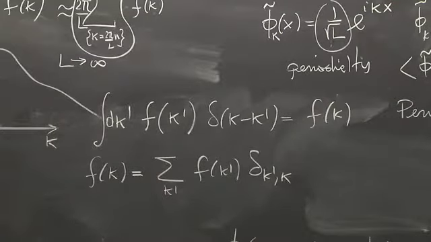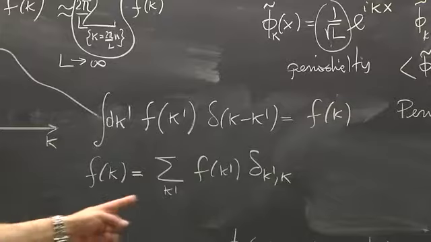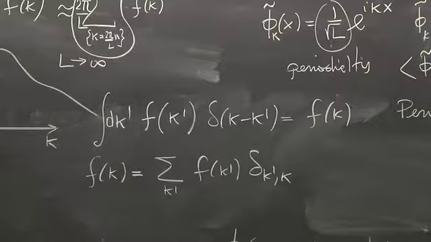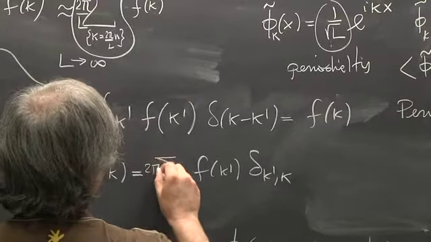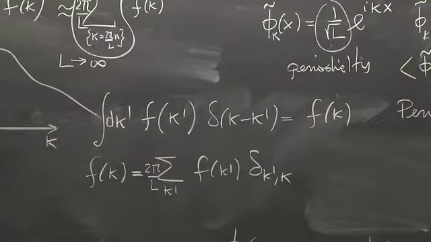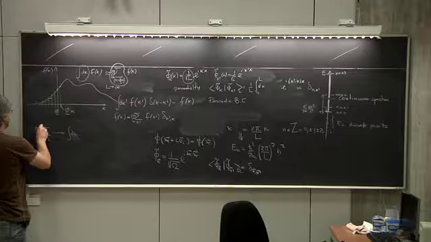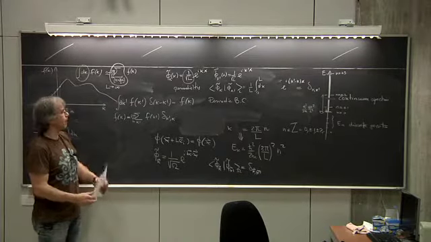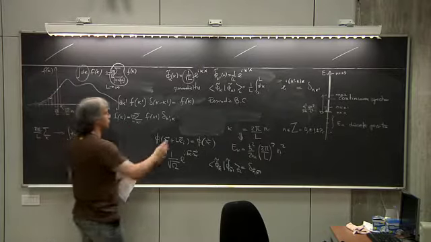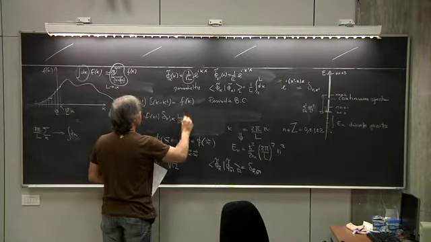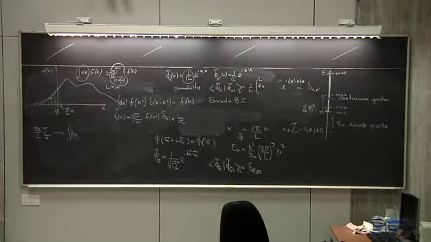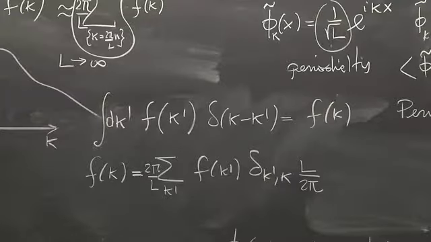Now let's be prepared for the limit. In order to be prepared for the limit, this sum should become an integral. How does it become an integral? Well, put 2 pi over L. Otherwise, it doesn't become an integral. Let me just put the 2 pi here. But you cannot add a 2 pi over L for free. You have to put also L over 2 pi. This you can do. You can always multiply and divide by the same quantity.